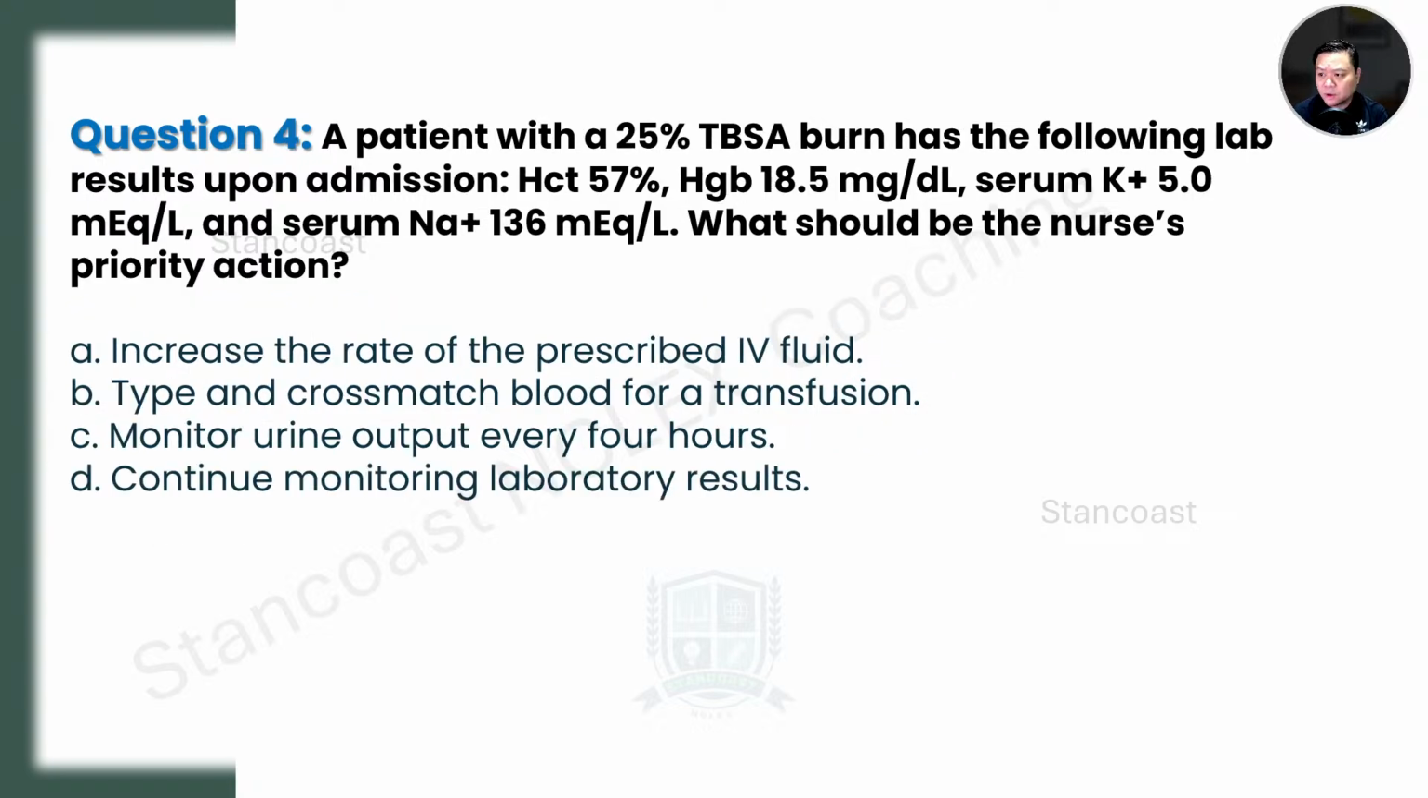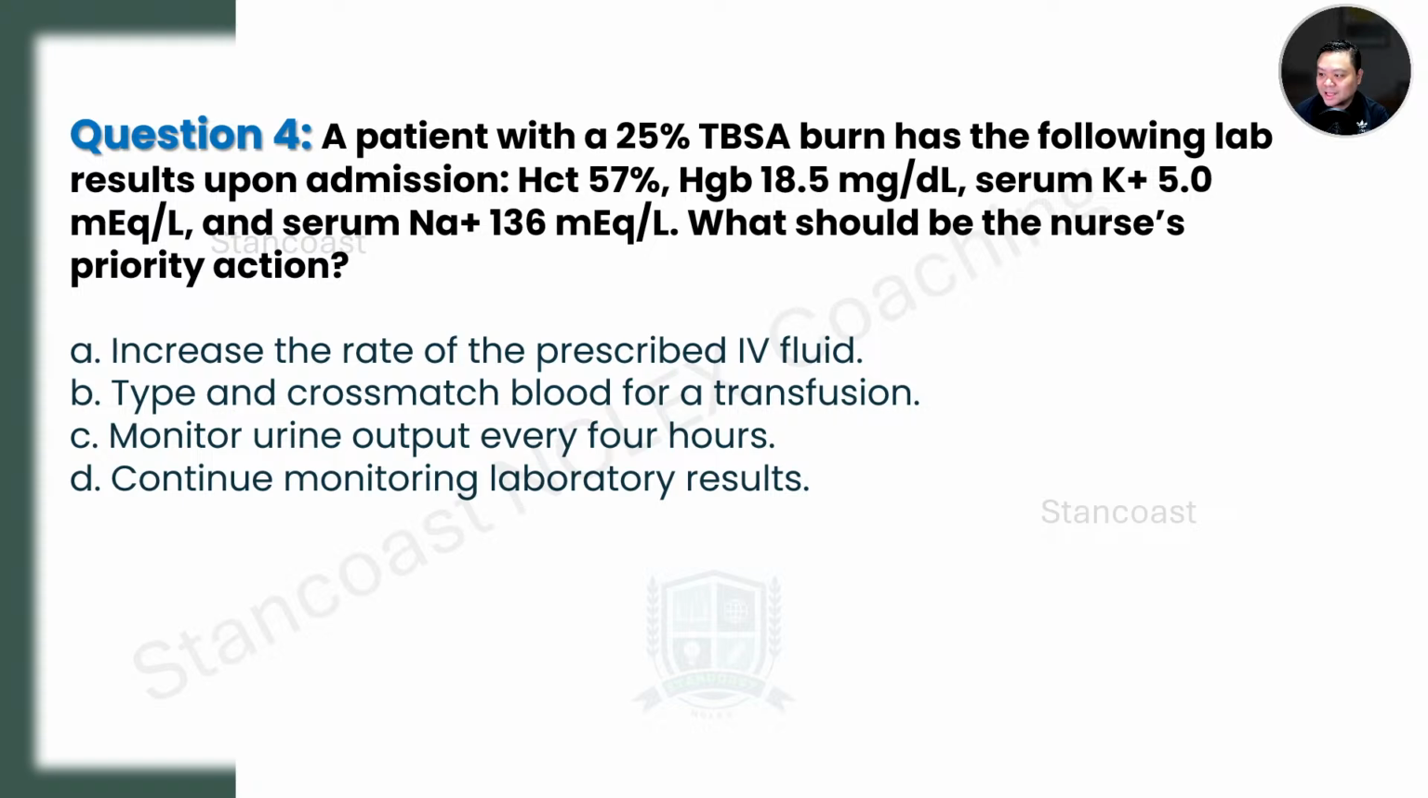Let's have number 4. A patient with a 25% total body surface area burn has the following lab results upon admission: hematocrit 57%, hemoglobin 18.5 milligrams per deciliter, serum potassium of 5.0 milliequivalents per liter, and serum sodium 136 milliequivalents per liter. What should be the nurse's priority action? A. Increase the rate of the prescribed IV fluid. B. Type and cross-match blood for a transfusion. And C. Monitor urine output every 4 hours. And D. Continue monitoring lab results.